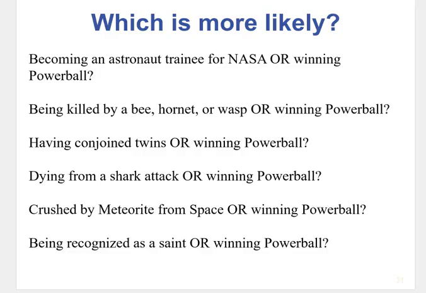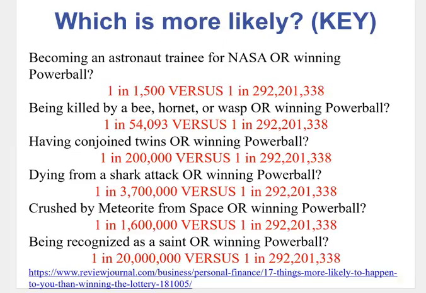All right, welcome back. Let's see how you did. Here's the bad news: you're much more likely to do any of these things other than win Powerball. I actually have all the odds written down, so if you're curious, these are all the odds. 1 in 1,500 to become an astronaut trainee, but the odds of winning Powerball are 1 in 292,201,338. I actually had some students who once figured this out: you have a better chance of dying from a shark attack while you're being struck by lightning than you do of winning Powerball. So it doesn't look good.